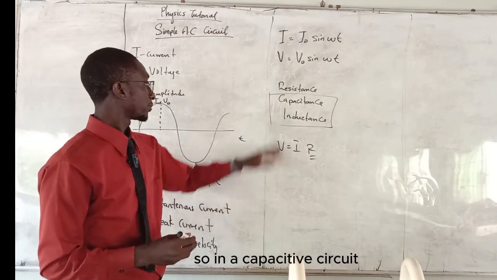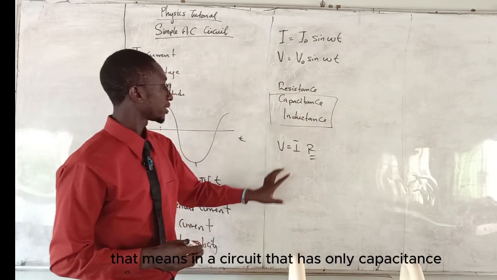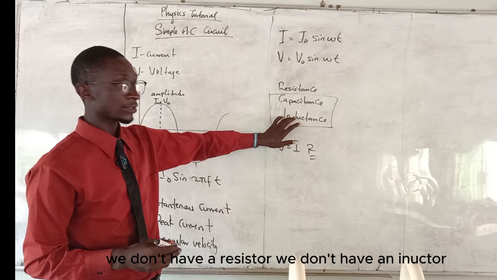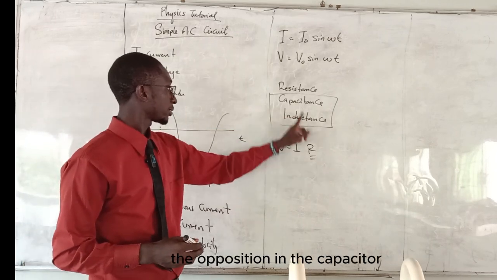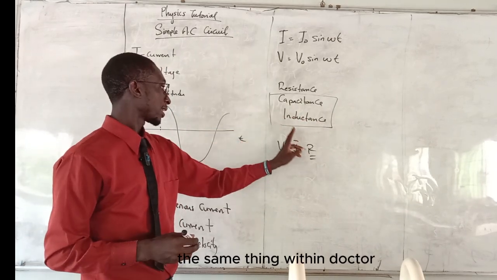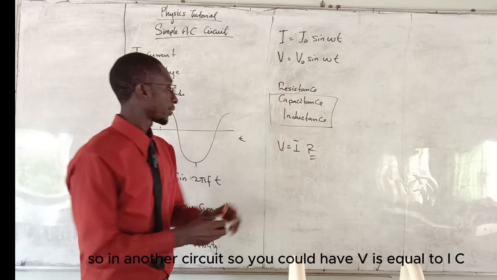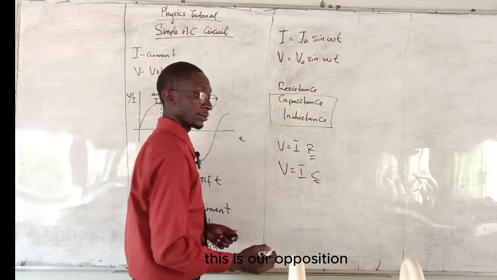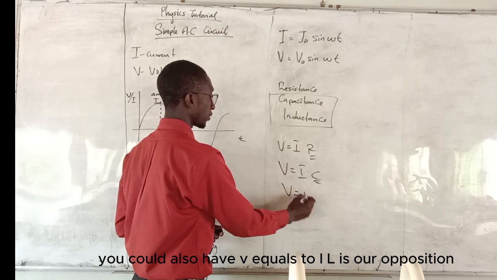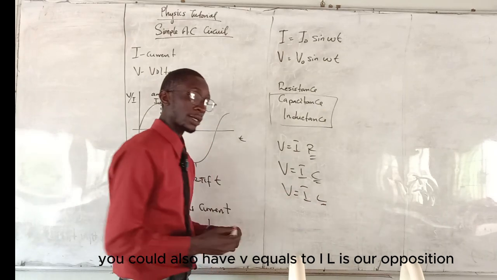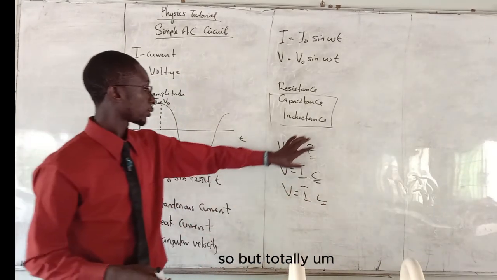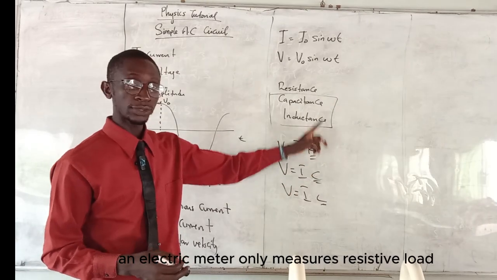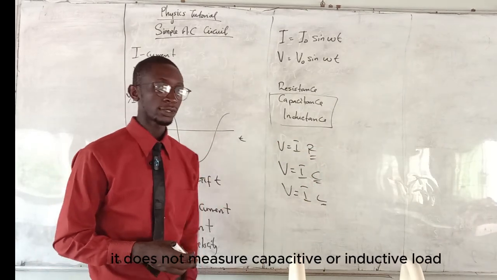Okay? So, in a capacitive circuit, that means in a circuit that has only a capacitor, we don't have a resistor, we don't have an inductor. The opposition is the capacitor. The same thing with the inductance. So in another circuit, you could have V is equal to I C. This is our opposition. You could also have V equal to I L. This is our opposition. But totally, an electric meter only measures resistive load. It does not measure capacitive or inductive load.